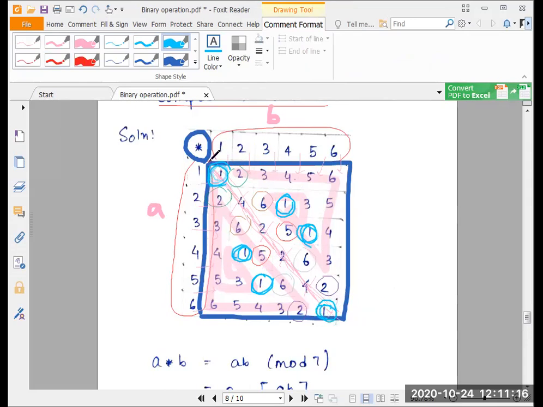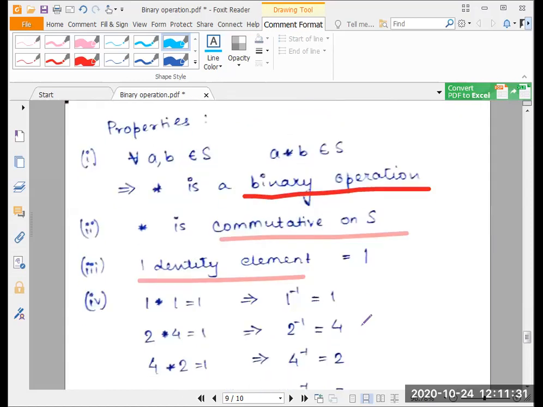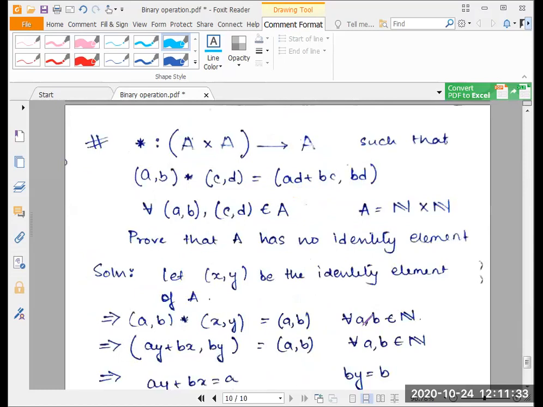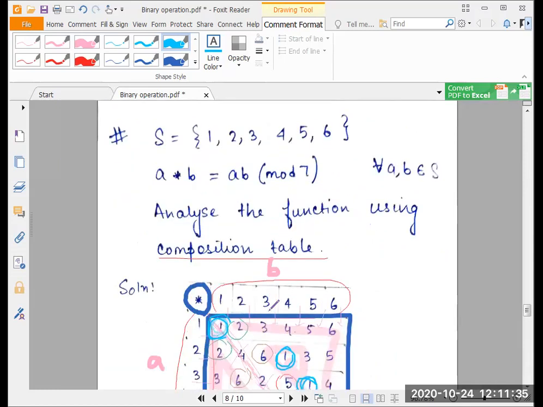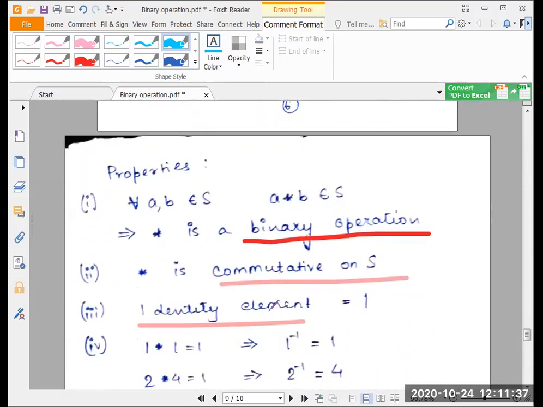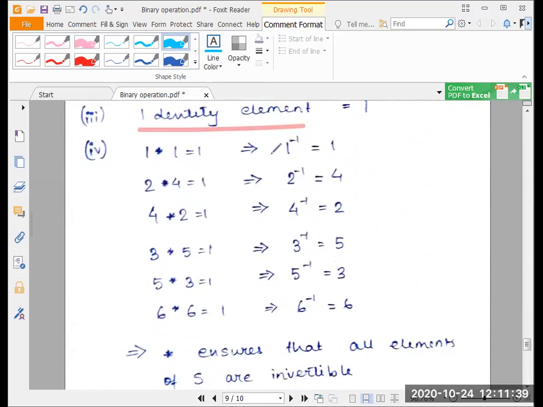Now, what are the elements that give me 1? 1 star 1 gives me 1. 4 star 2 gives me 1. 5 star 3 gives me 1. 2 star 4 gives me 1. 3 star 5 gives me 1. And finally, 6 star 6 gives me 1. So these are the elements that I had listed down here. So 1 star 1 gives me 1. 2 star 4 gives me 1. 4 star 2 gives me 1, 3 star 5 gives me 1, 5 star 3 gives me 1, and 6 star 6 gives me 1.